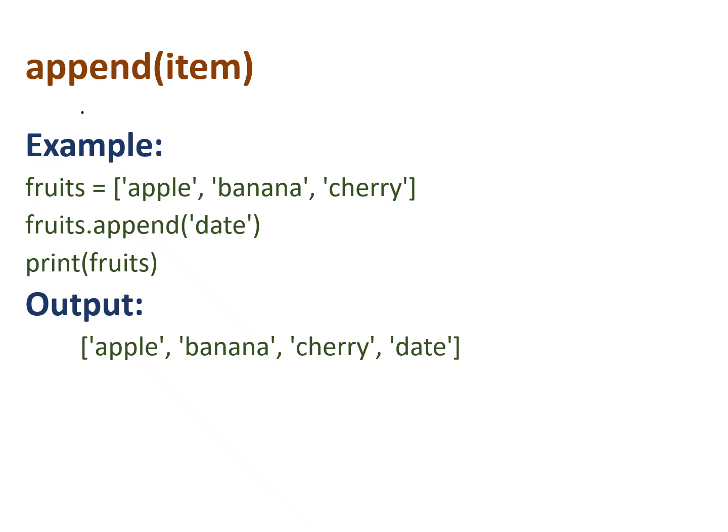Here we are using the append method to add one more value into the list. With the help of the variable name, we can append another value into our list. We write fruits.append and the value within brackets. This value is added at the end of the list. So when we print our variable, we get the output as apple, banana, cherry and date.